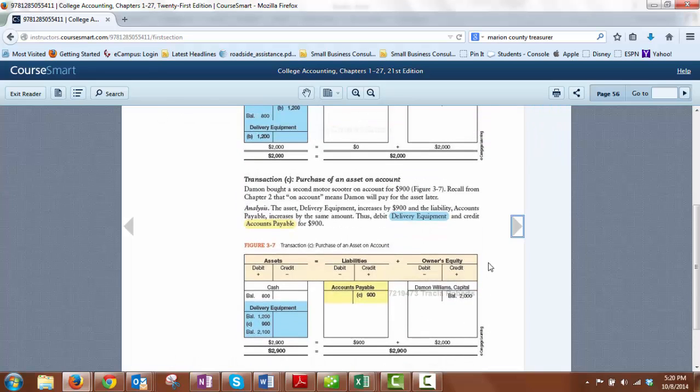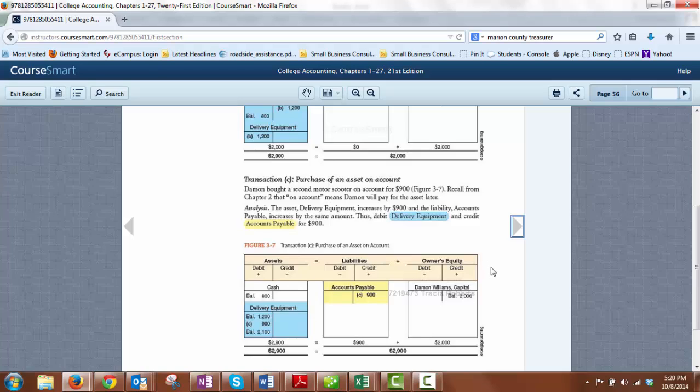All right, let's look at the next transaction. Purchase of an asset on account. Remember I said pay attention to that wording. So Damon bought a second motor scooter on account for $900. So now let's think about it. On account. He didn't use his cash. He bought it on account.